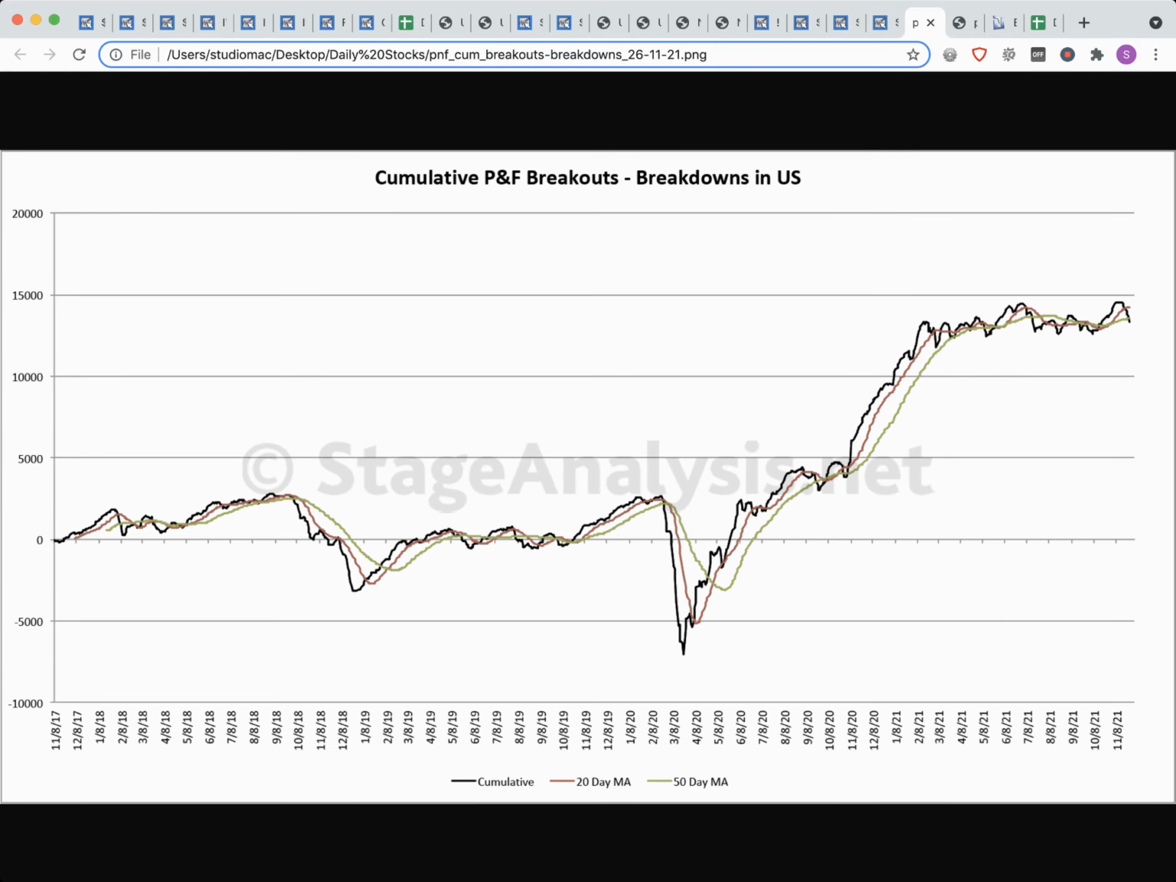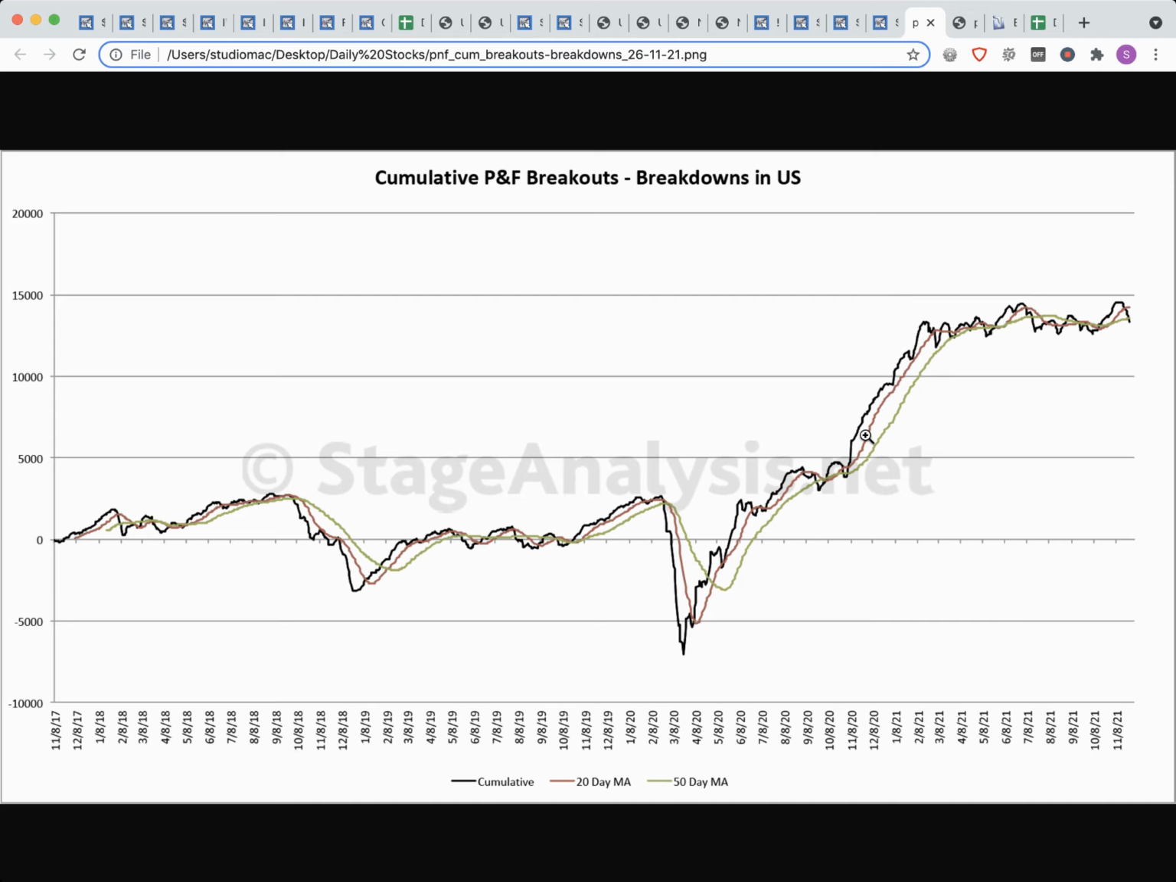Next up, the cumulative point and figure breakouts minus breakdowns. So this is the custom chart that I run. So again, made from double top breakouts and double bottom breakdowns on the point and figure chart. So it gives you a much more equal weighted look at what's going on in the market. You can see we've been in a very choppy sideways market for most of the year.